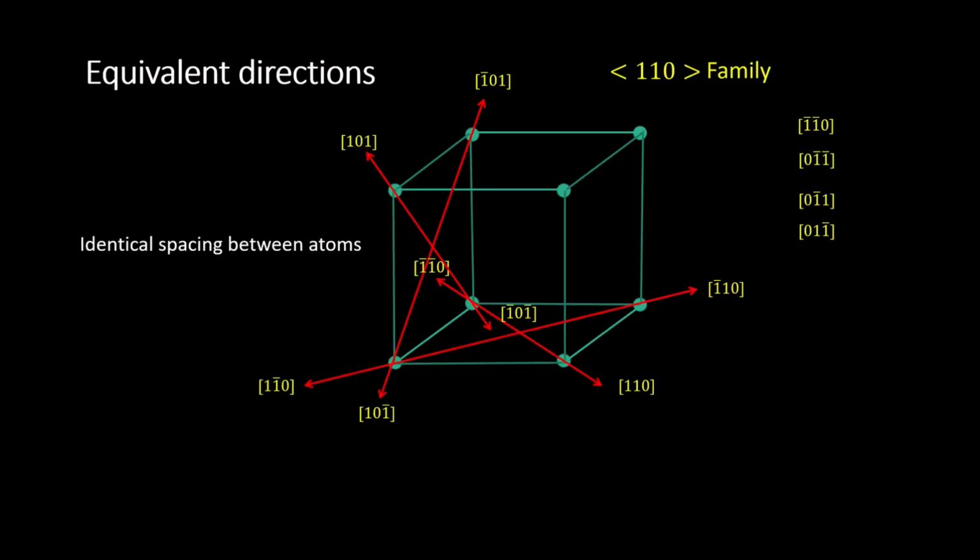It is possible to have an infinite number of directions in a crystal. Out of these, the set of directions having identical spacing between the atoms are called equivalent directions, and they are always related by symmetry operations. These sets of directions are expressed in angled brackets <HKL>. For example, the <110> family is shown here. All these directions actually belong to the <110> family.